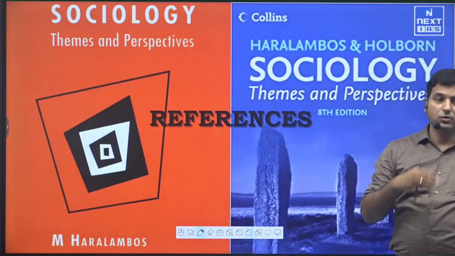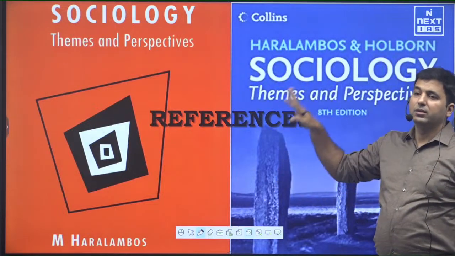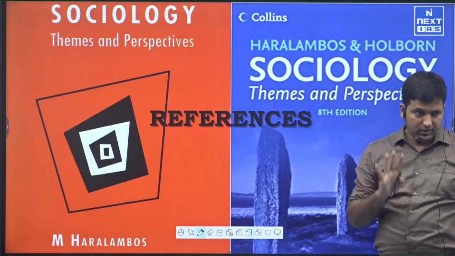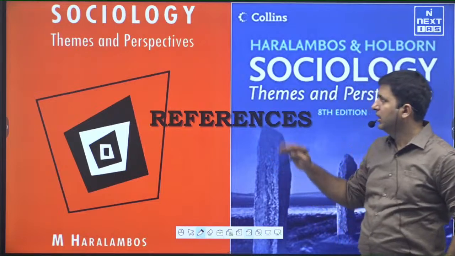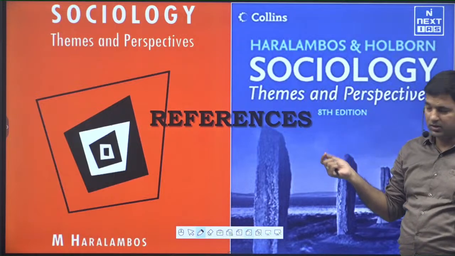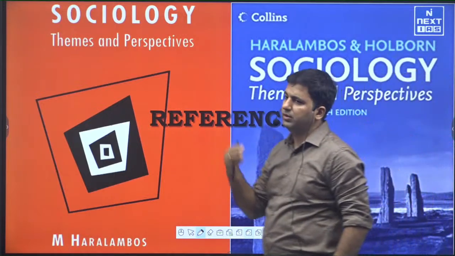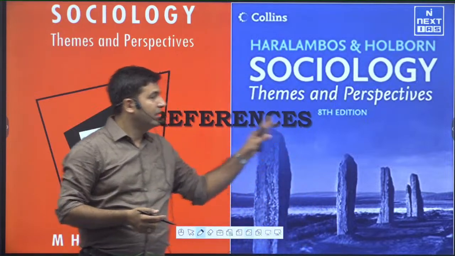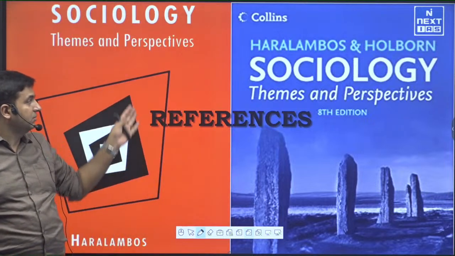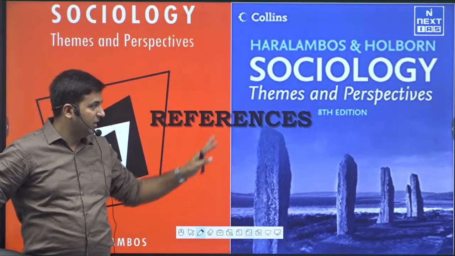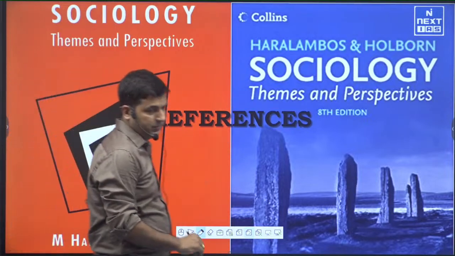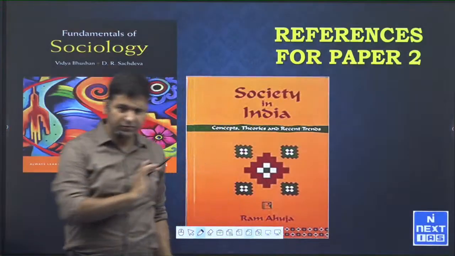That is for general studies, for Paper 1 only. The second part is covered under your Themes and Perspective book written by Haralambos. Again, the orange one is thinner, the blue one is bulkier. Those who are opting for sociology and want to read complete sociology have to opt for the blue book. But if you just want to know whether you are interested in the subject or not, then the orange. If I have to recommend one book, it is the blue cover book of Haralambos, Themes and Perspective. That would be sufficient for Paper 1.